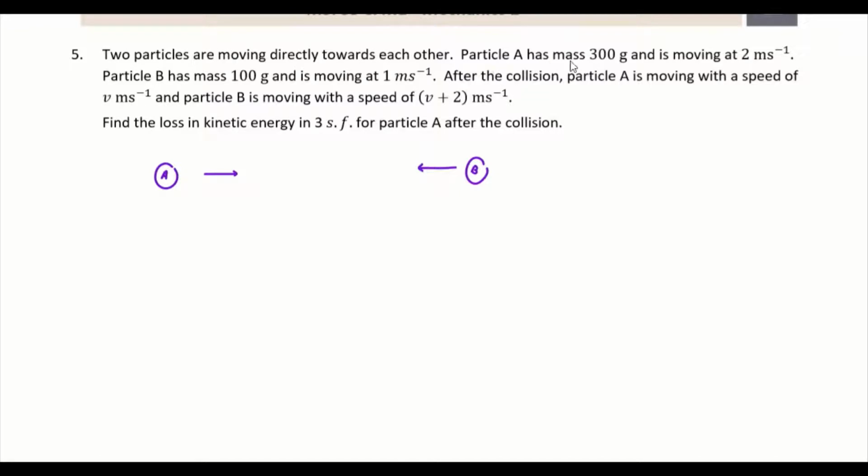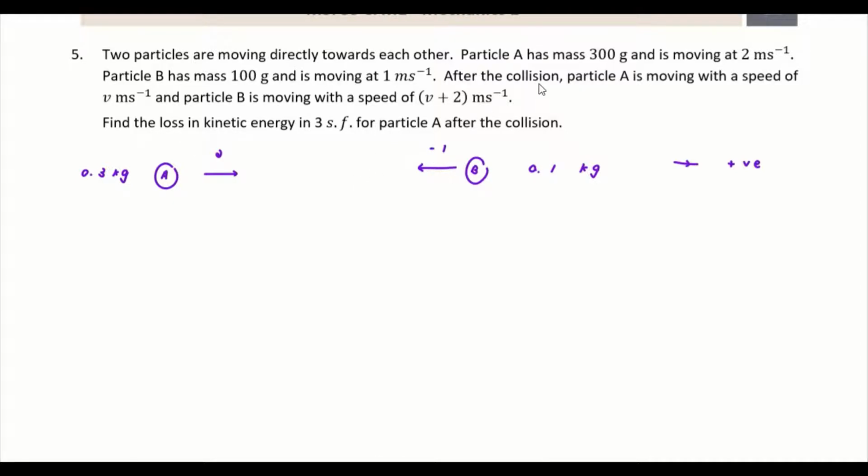Particle A has a mass of 300 grams, which is 0.3 kg, moving with a velocity of 2 meter per second. Particle B has a mass of 100 grams, so 0.1 kg, moving at 1 meter per second. You remember in momentum, it's very important for us to denote the positive and negative direction. Going this way is in the opposite direction, so we assume that going right is positive. In this case, this will be -1.